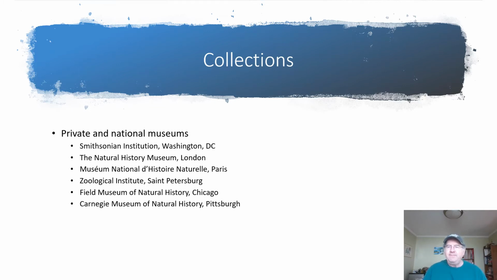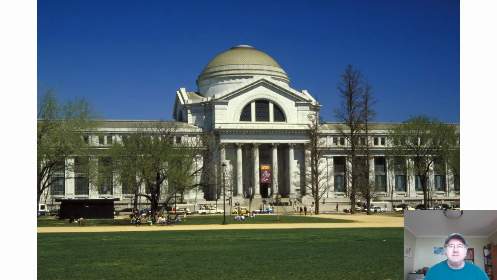And that is the private and national museums of natural history that are spread around the world. There's lots of these things, some big, some huge, and some a little bit smaller. Let's take a look at a few of these. Let's begin with the Smithsonian Institution's National Museum of Natural History. This is located on the Mall in Washington, D.C.